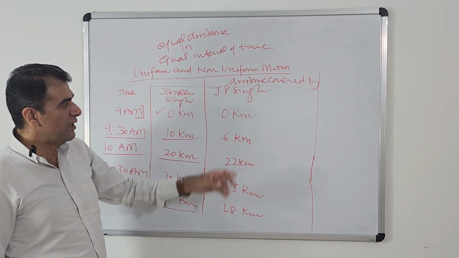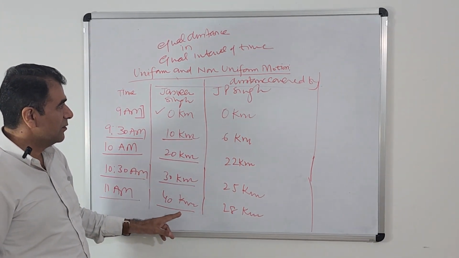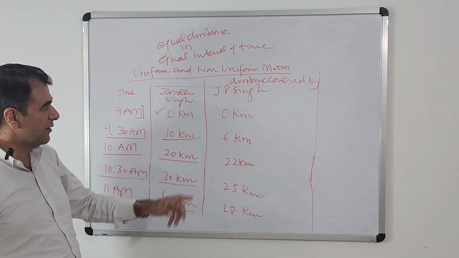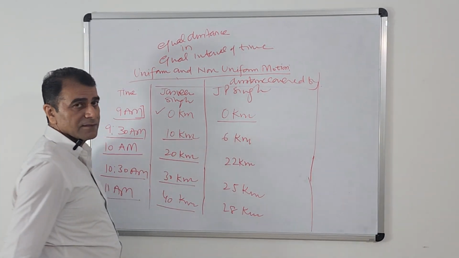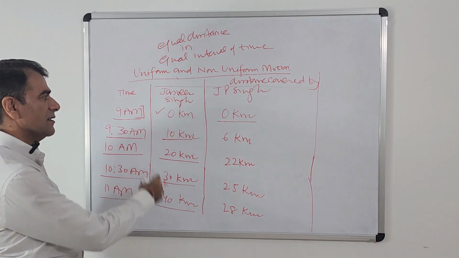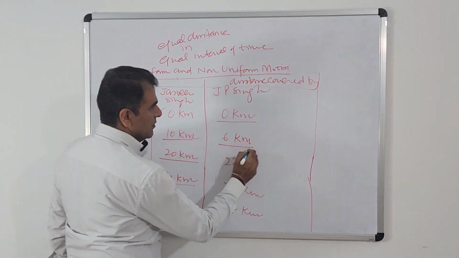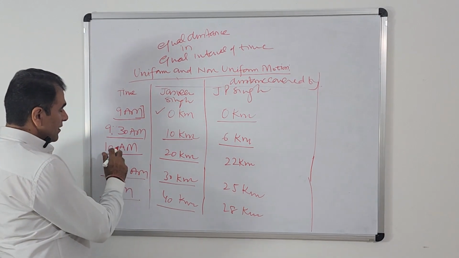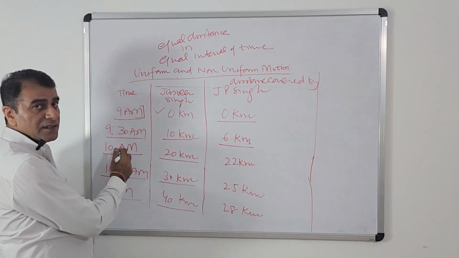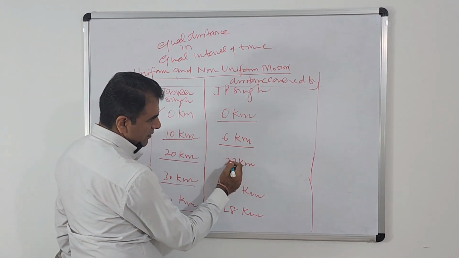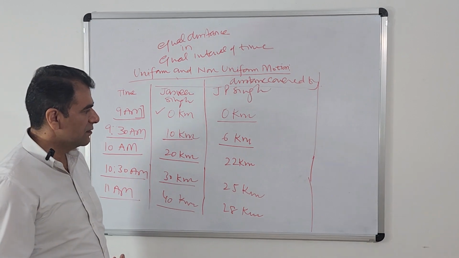Now let us see about JP Singh. He is a lazy man. He is far behind Mr. Jasveer Singh. Let us see why. At 9 a.m. he was at rest. He didn't cover anything like Jasveer Singh, no problem. But after 30 minutes, he covered 6 kilometers. Then at 10 a.m., in the next 30 minutes, he covered 22 minus 6, 16 kilometers.